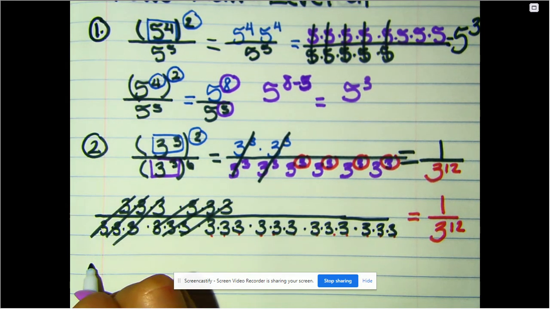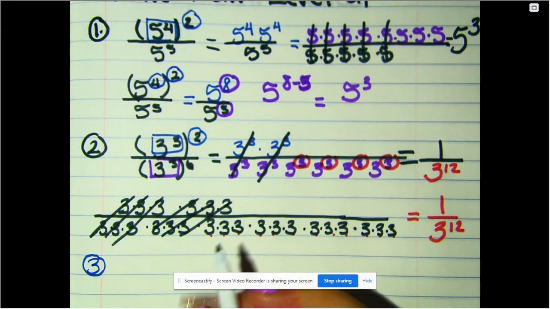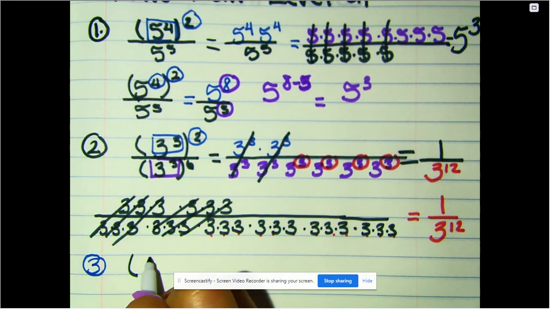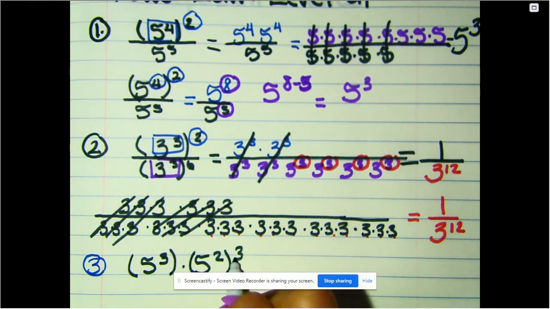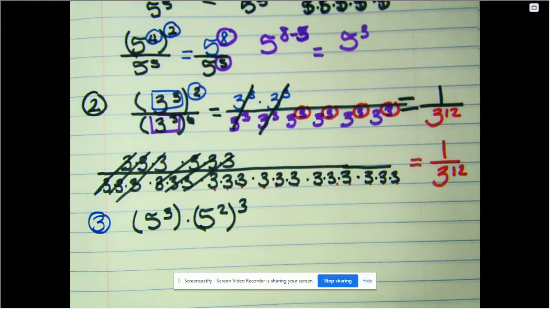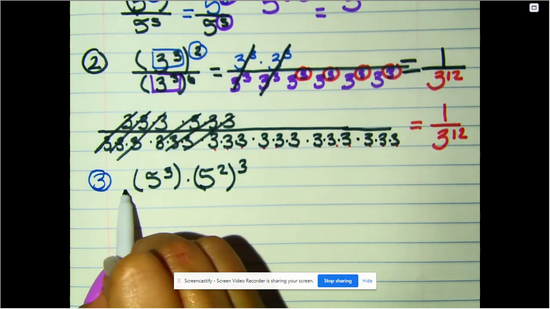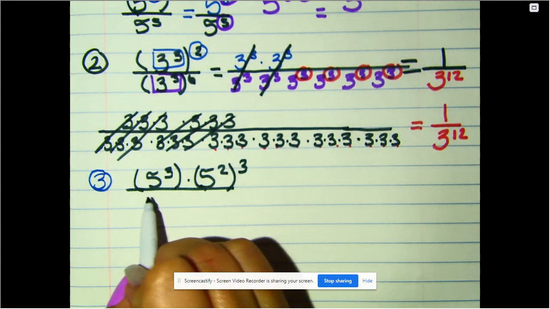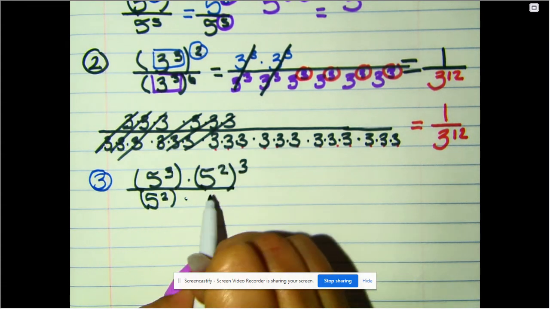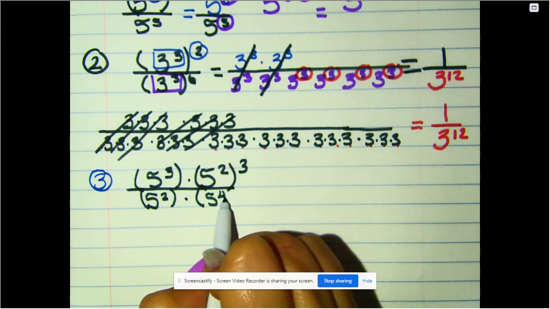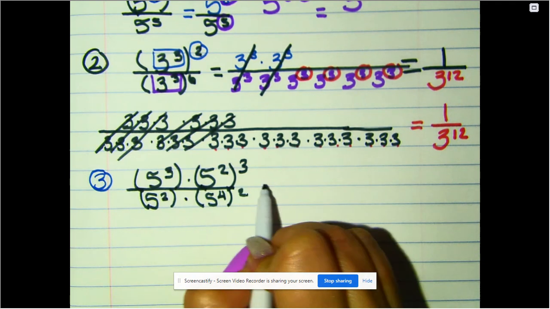Example number 3. Oops, I switched to a blue marker. We have 5 to the 3rd power times 5 to the 2nd power raised to the 3rd power. And then we're going to divide that by 5 to the 2nd power times 5 to the 4th, divided by 5 to the 2nd.